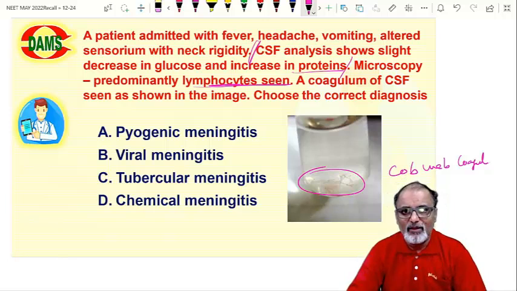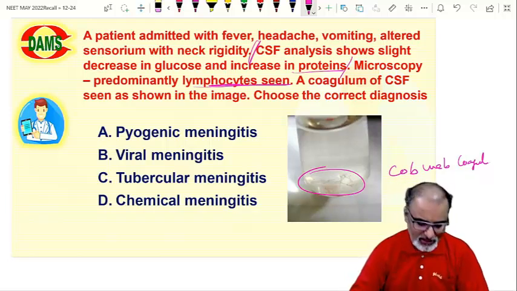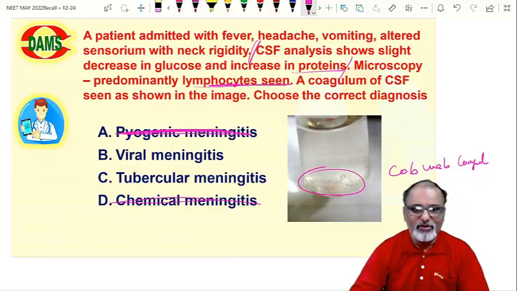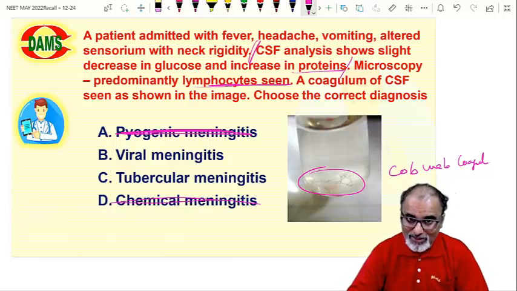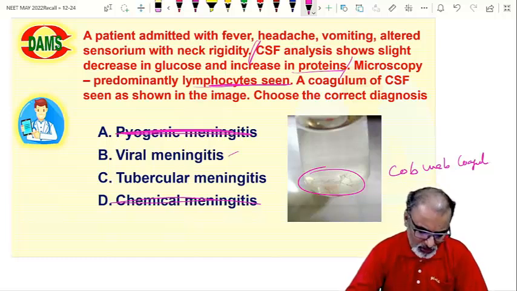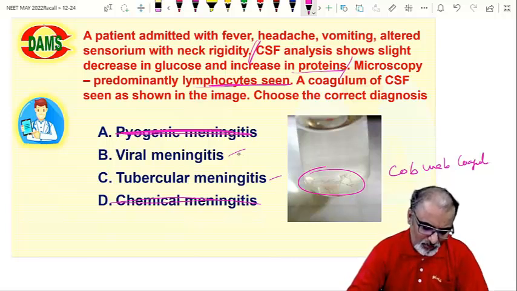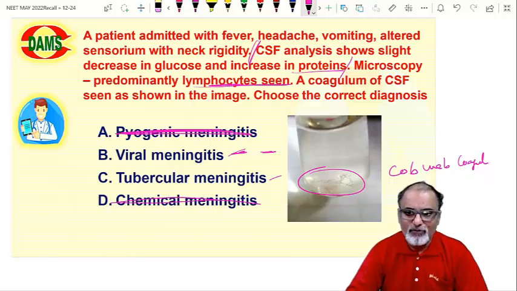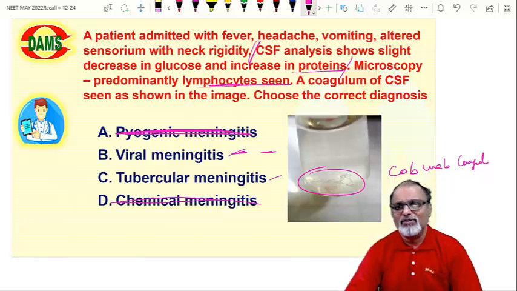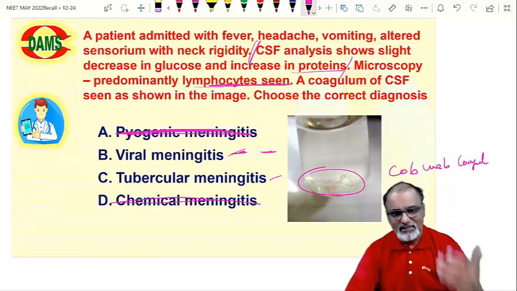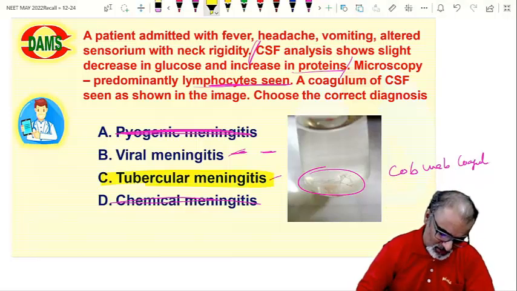Make it very easy. If you are able to see lymphocytes, it's not pyogenic meningitis. Remove chemical meningitis also. I don't know, they put chemical meningitis. Some people say aseptic meningitis. Some people say fungal meningitis. We don't know. Lymphocytes are seen in both, but in viral meningitis, proteins are normal and glucose is almost normal. In tuberculous meningitis, because it's a slow growing organism, glucose utilization is a little less and protein is high, so it is tuberculous meningitis. So you must see the table.